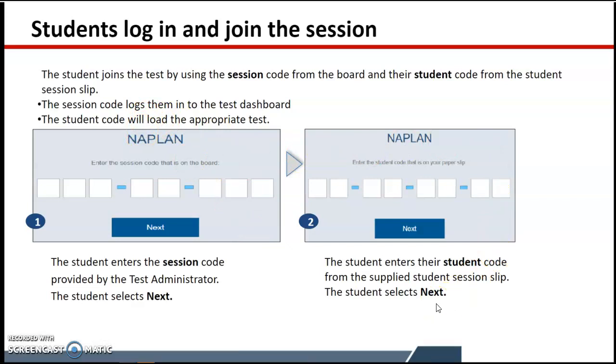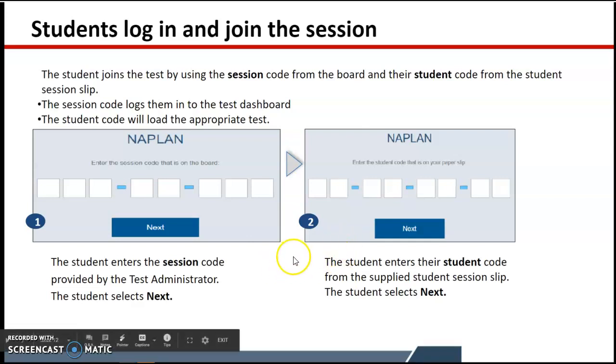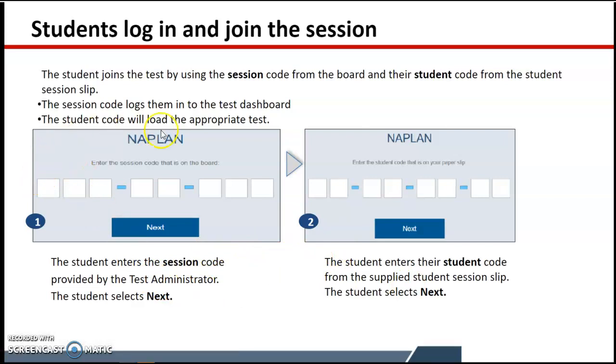So when they open the browser, they'll be able to click on the coordinated practice test. And when they do that, there'll be two codes that they need to enter. Firstly, the session code, which is what you will have written on the board that you've got from your test administrator sheet, your test administrator dashboard. And then their student code that will be on the piece of paper that you've given to them that also has their name on it.